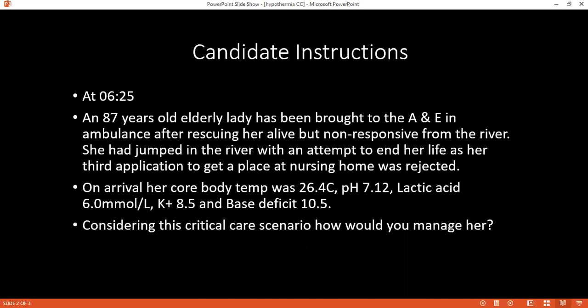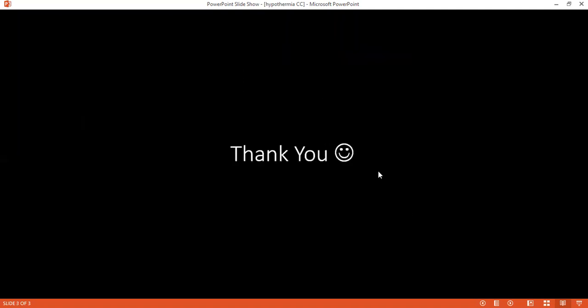Can you please tell me what is the normal core body temperature? When would you consider it as hypothermia? What is the range? When the core body temperature is below 36 degrees centigrade. Yes, 35. Below 35, good. And when would it be severe? What should be the temperature?